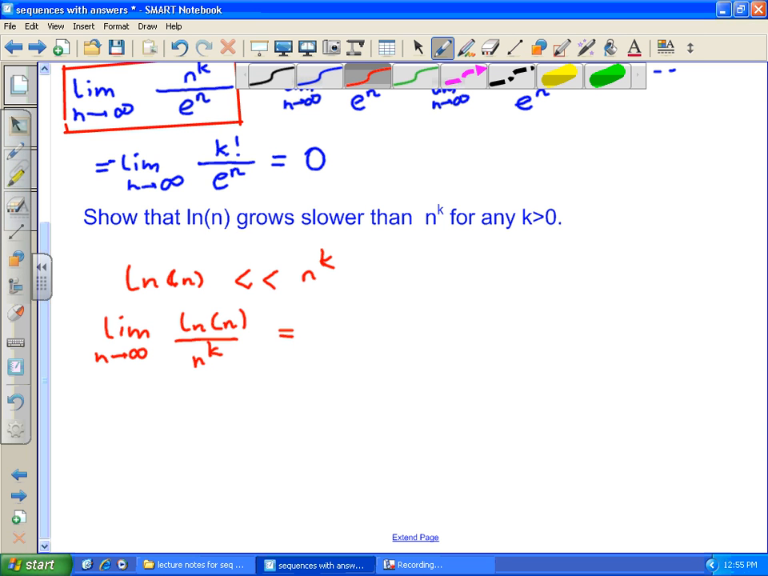If the bottom is growing much faster than the top, where would you expect the ratio to go? The bottom is growing much faster, just like the previous example we did. You expect it to go to 0, right? So we're going to show that this answer is going to be 0.